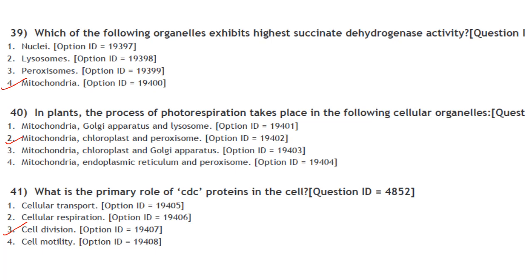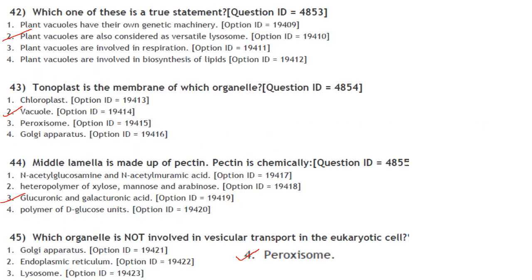Then, in plants, the process of photorespiration takes place in the following cellular organelles. So, it is mitochondria, chloroplast and peroxisome. And option 2. What is the primary role of CDC protein in the cell? CDC is cell division control protein. So naturally its primary role is in cell division. Answer is option 3. Then which one of these statements is true?